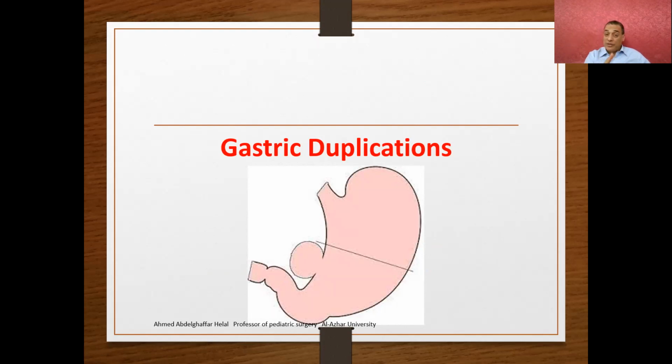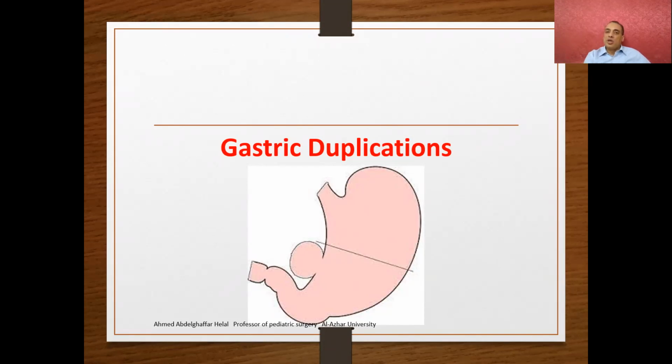Now we will shift to the third pathology related to the stomach in infants and newborns, which is called gastric duplication. Duplication, from the name, means double, two things. Yes, duplication related to the stomach. It may affect any part of the GIT. However, our talk today is related to the gastric, the stomach duplication.